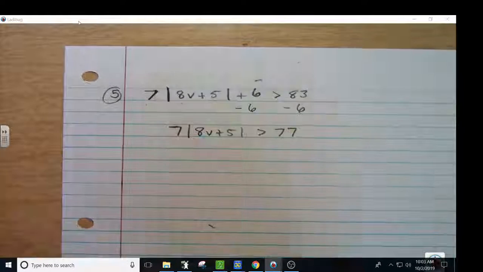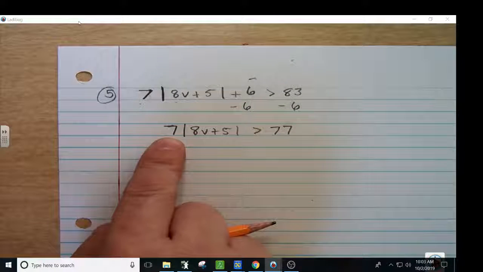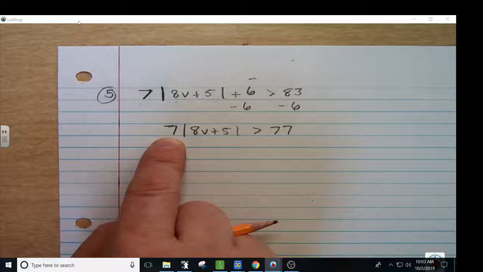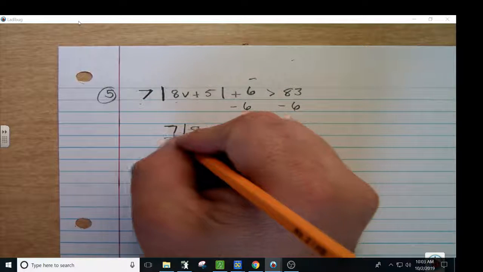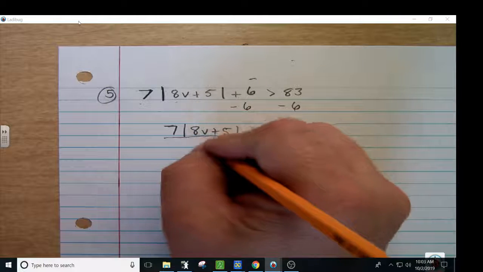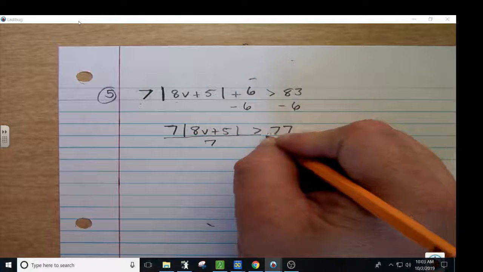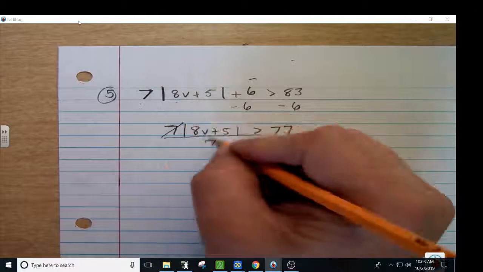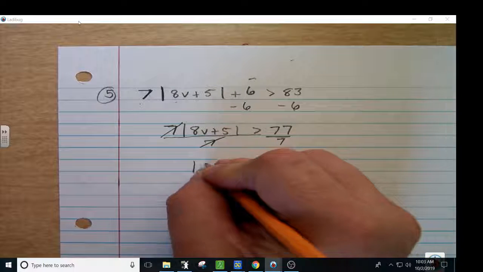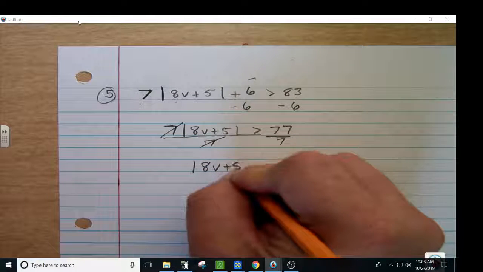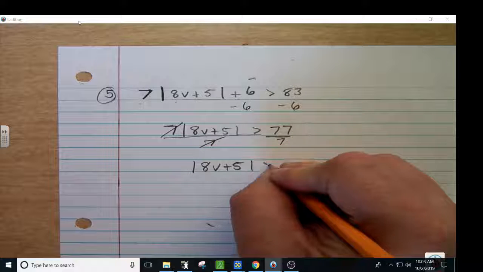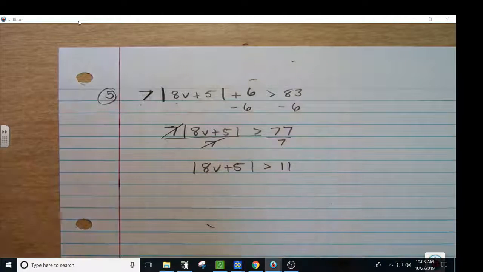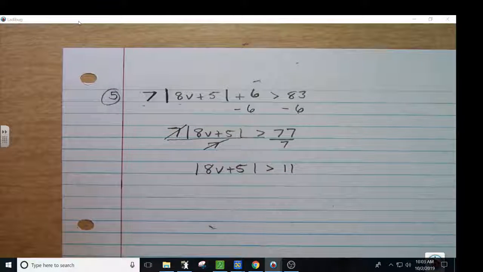Okay, then what do I do with this? Do I add, subtract, divide, or multiply it? Divide it, good. At least you didn't say subtract. Those always cancel out, so that leaves me with the absolute value of 8v plus 5 greater than 11. Now, am I ready to find out what my solution is going to look like? Well, you got to find out before you drop the absolute value, right?